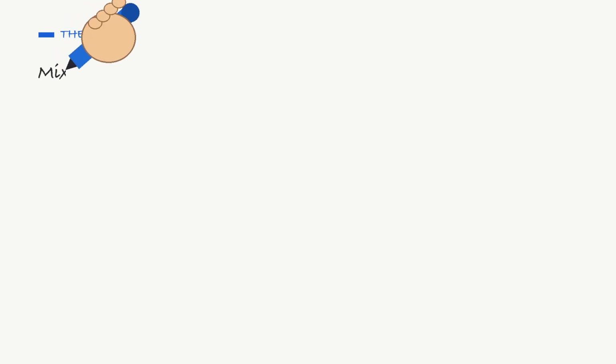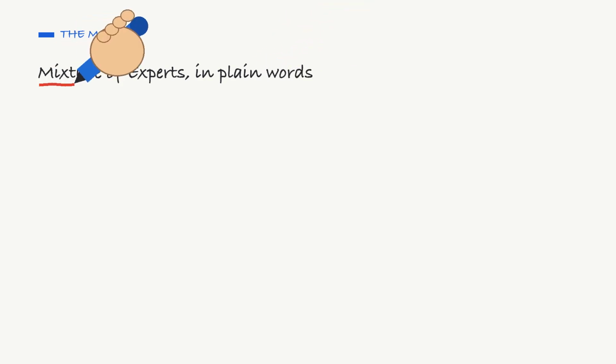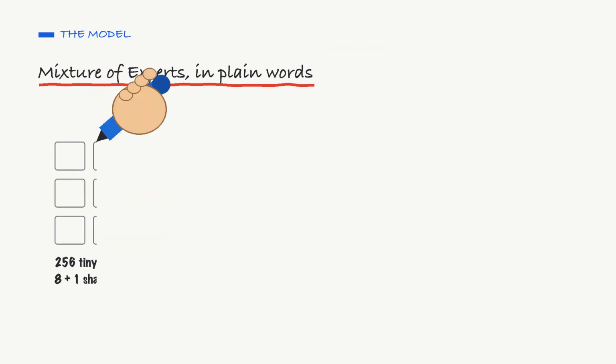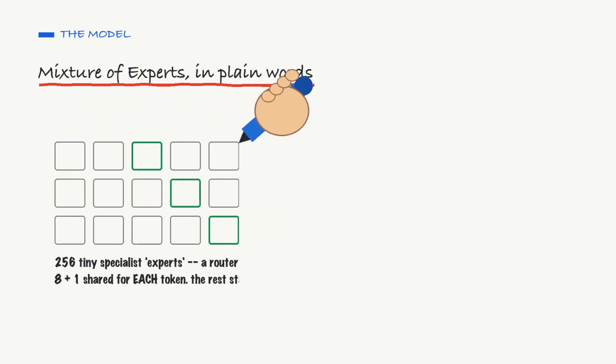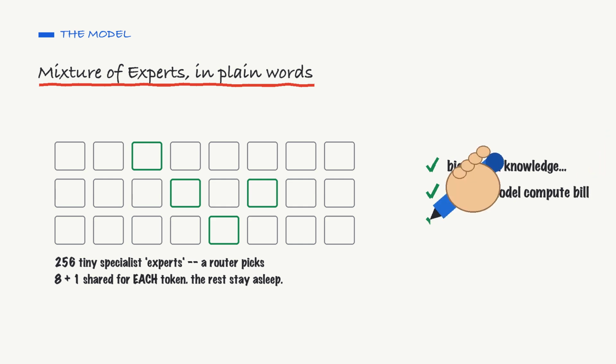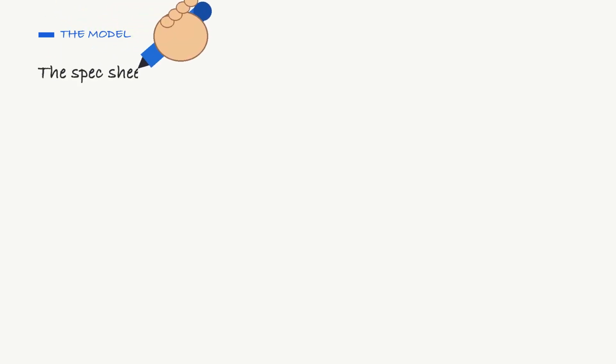Picture the model as a library of 256 tiny specialists, the experts. For every single token, a small router picks 8 of them, plus one generalist who's always on duty, and only those do the work. The rest stay asleep. The result? Knowledge and skills stored across 35 billion parameters, but the compute bill of a 3 billion model. Heavyweight quality, lightweight speed.